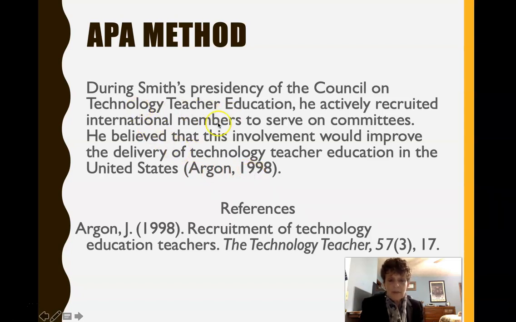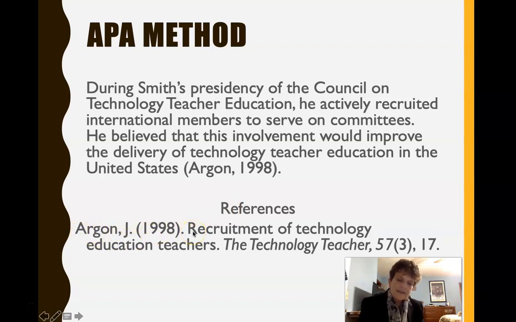So this is a paraphrasing of what was in this article. At the end, this is what we call the in-text citation. And at the end of your document, this is your reference, and you see how this is done.